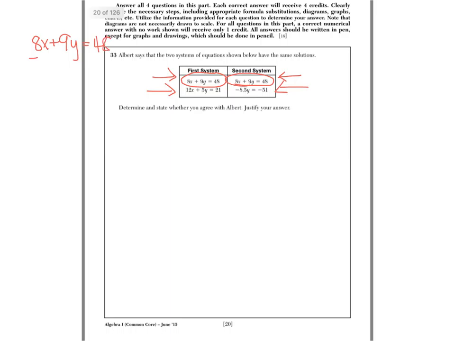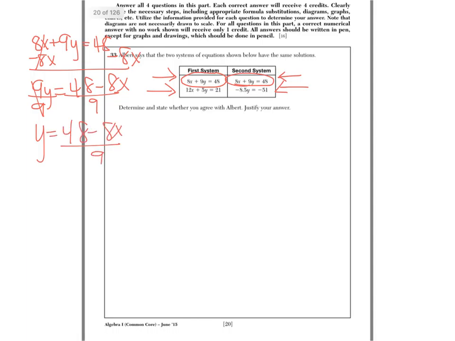And since I'm solving for y, I'm going to move the 8x. And I get 9y is equal to 48 minus 8x. And divide out the 9. And I get y is equal to 48 minus 8x over 9. I'm going to write that on this side too, because it's the same thing.